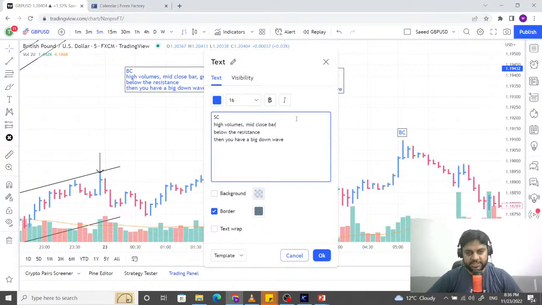Then you have a selling climax. What's a selling climax? It's a bar which is just like a mid close bar, a red bar. It should be a red bar. Ultra high volume, or high volume. It will come not below the resistance but above support, right? It will come above the support level, and then you have a big up wave.